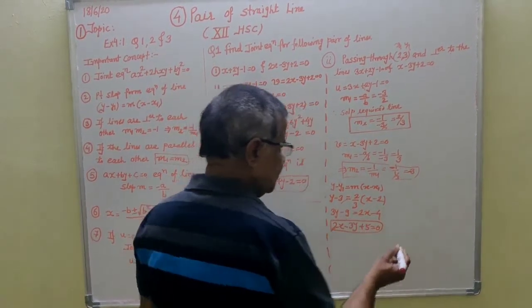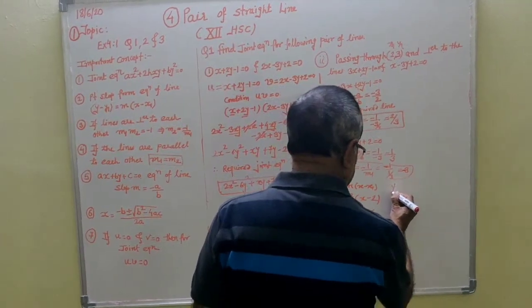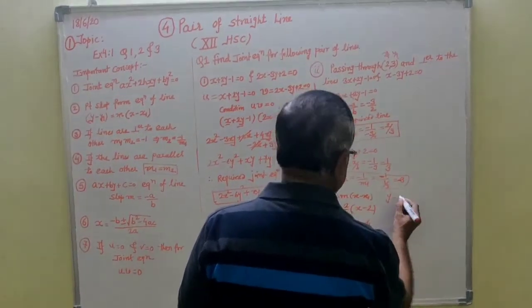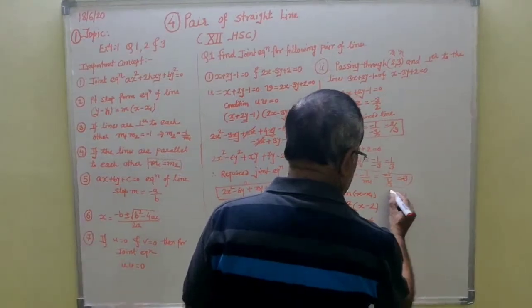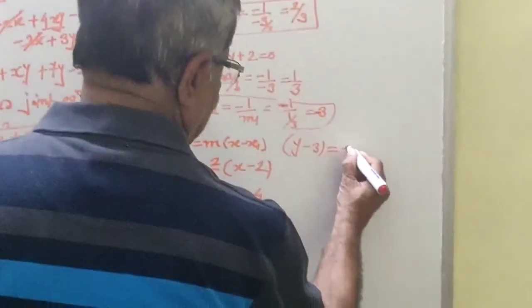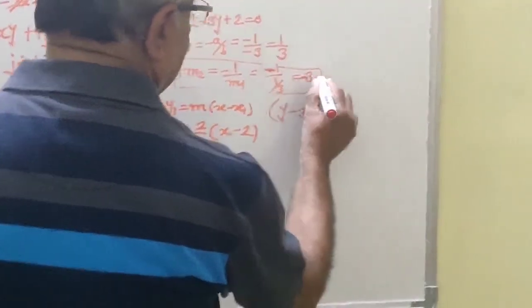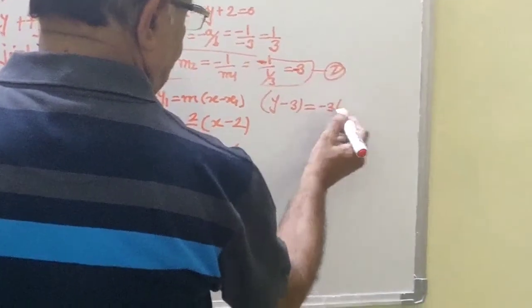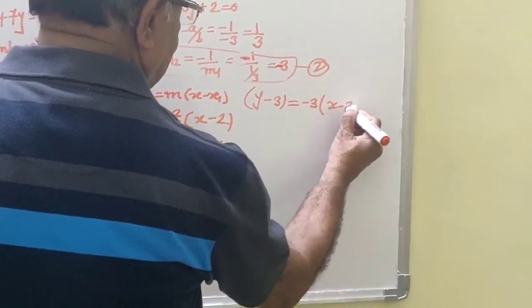Okay, now for the second one, I will again substitute the values: y minus 3 is equal to the second slope, minus 3, into x minus 2 will come here.